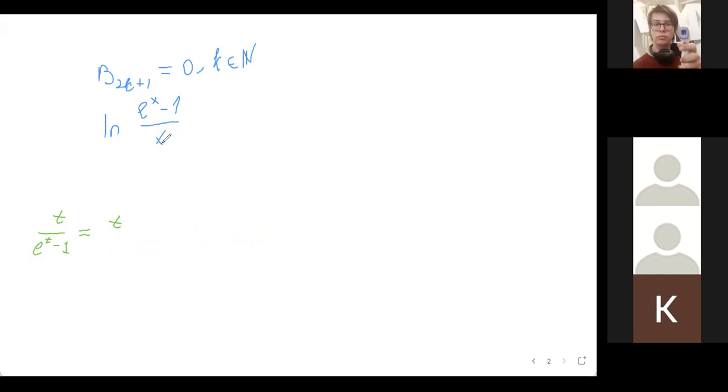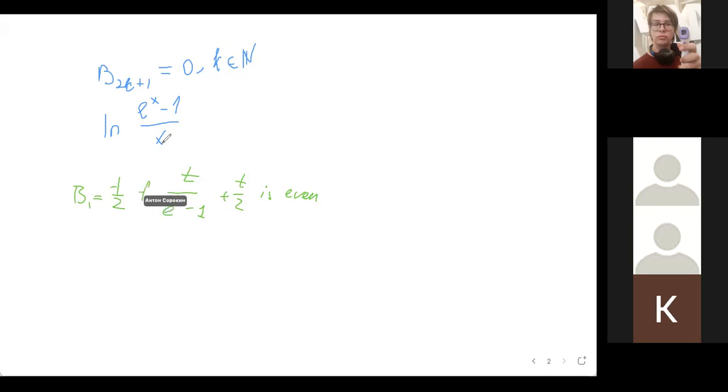So you need to prove that this function is even. Not this function is odd, because as we remember, B1 on the lecture was minus 1/2. Yes, so we need really to prove that t divided by e to the t minus 1 plus t over 2 is even. I really love this example a lot because it's a non-trivial example of an even function, in my opinion.